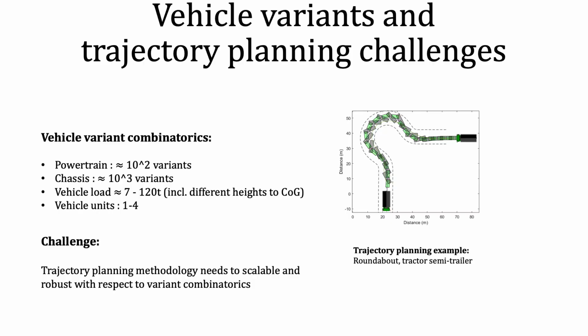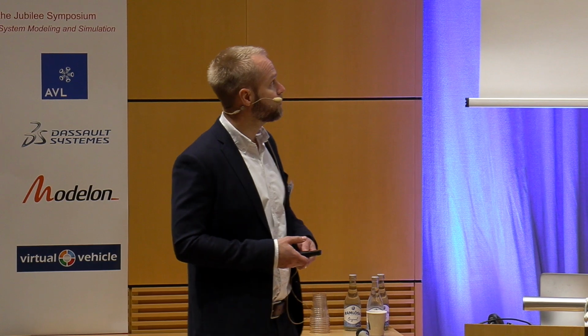And finally, another very important aspect when we choose methodology for, for example, trajectory planning for heavy vehicles is the variant combinatorics. We have a huge number of different variants of trucks. When it comes to powertrain, we have 10 to the power 2 variants. Chassis could be 10 to the power 3 variants, and this could be such things as number of axles, distance between axles, number of steered axles, number of driven axles, and so forth.